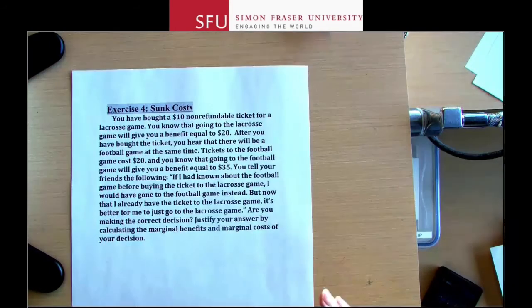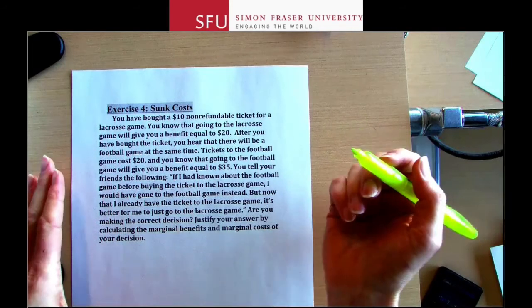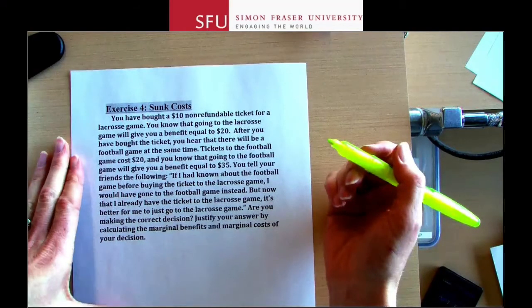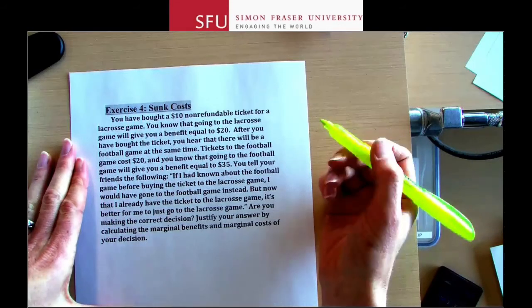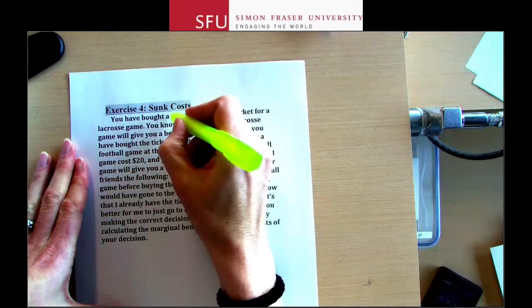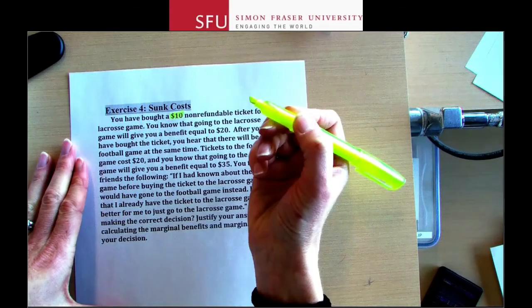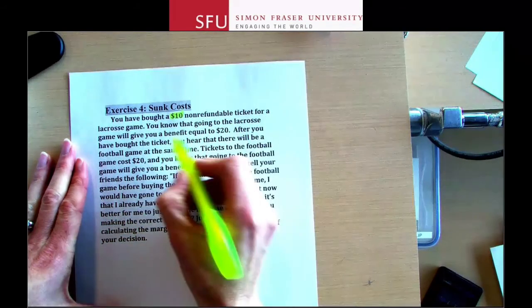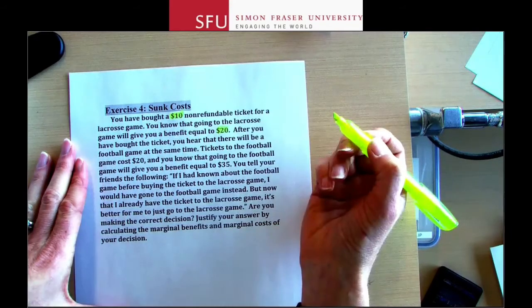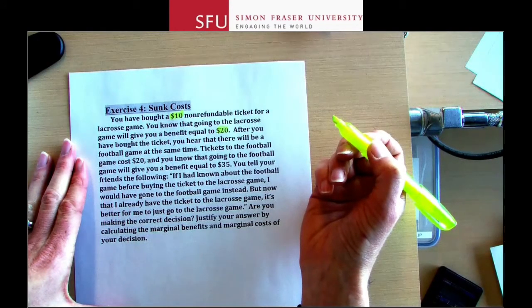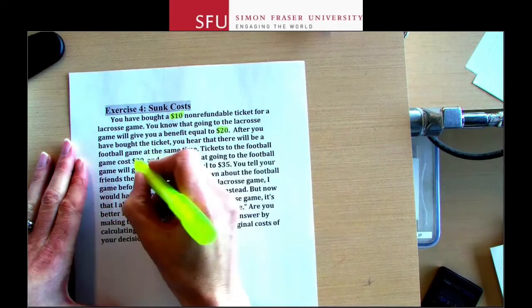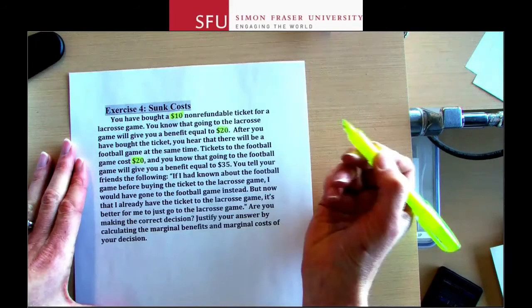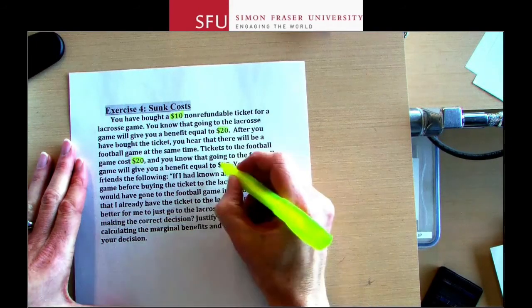All right, exercise 4. You have bought a $10 non-refundable ticket. Okay, that word non-refundable tells us that this will be a sunk cost. So it's a non-refundable ticket for a lacrosse game. You know that going to the lacrosse game will give you a benefit equal to $20. After you bought the ticket, you hear that there will be a football game at the same time. Tickets to the football game cost $20, and you know that going to the football game will give you a benefit of $35.